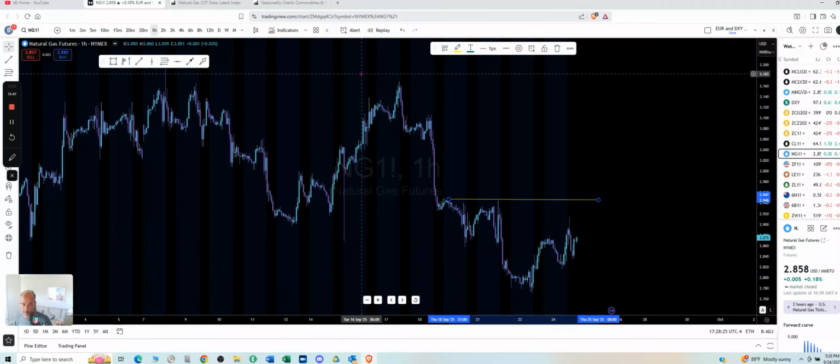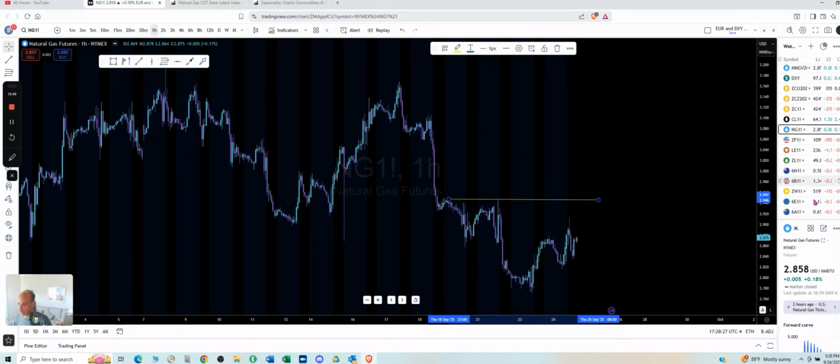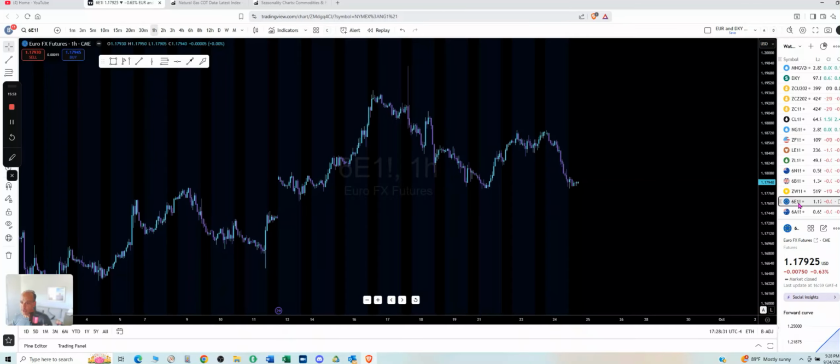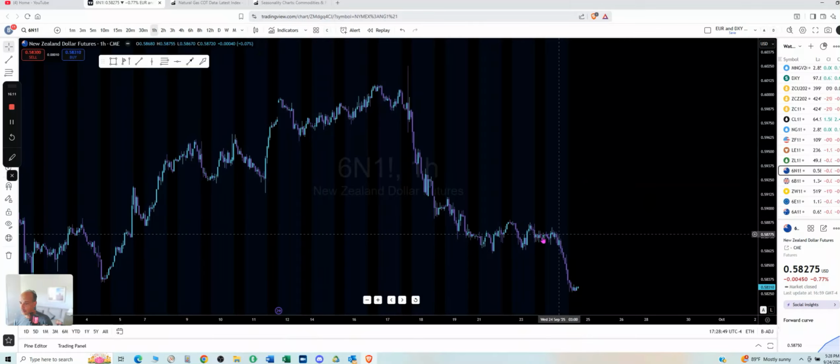Let me just look at some of these currencies. I did not trade any of these, but we were talking about looking at taking shorts in the euro, and you can see that would have been a good trade today. The euro sold down. This was a 1 hour chart, so this was pretty much the whole day from up here to down here. We were also talking about the Aussie being down, and here's the Aussie.